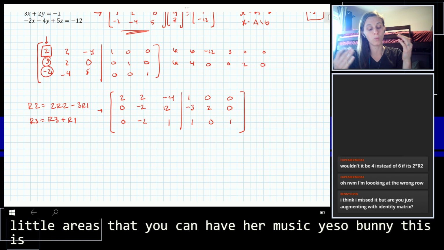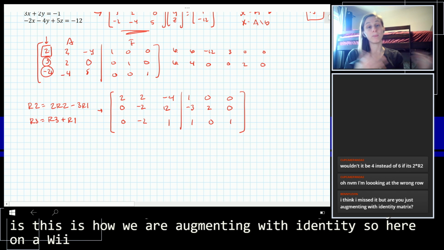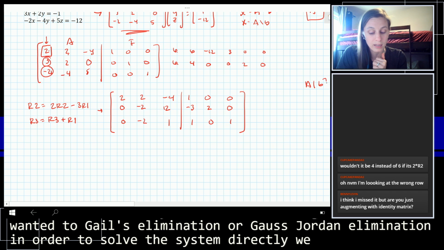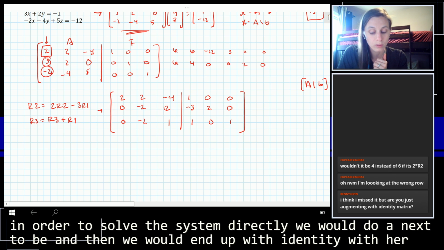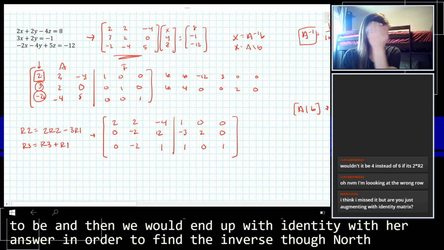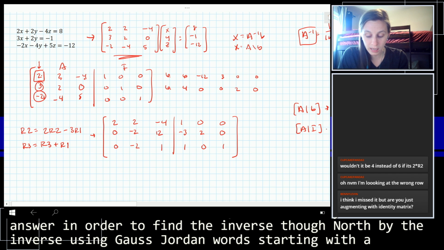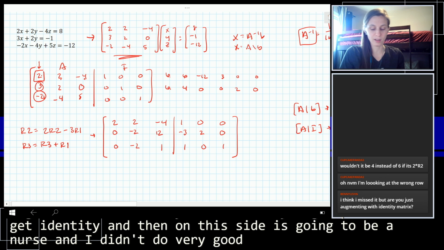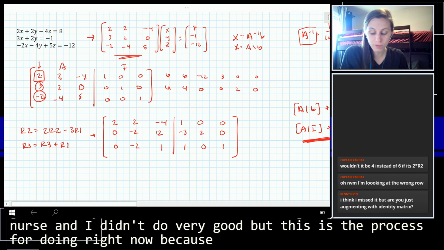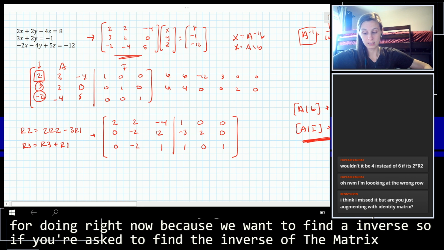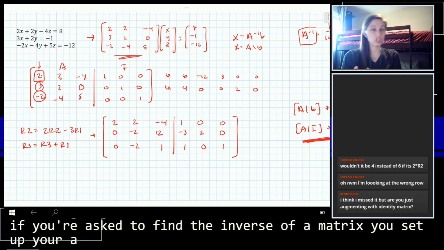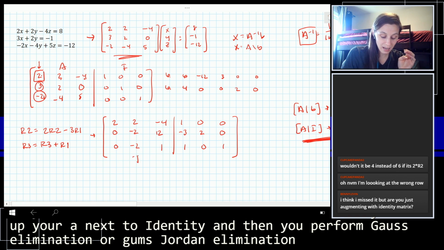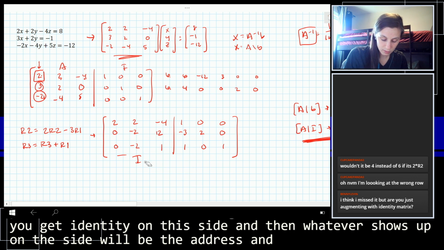Yes, Benny, we are augmenting with identity. So here on A, we have identity instead of it being B. If we wanted to do Gauss elimination or Gauss-Jordan elimination in order to solve the system directly, we would do A next to B, and then we would end up with identity with our answer. In order to find the inverse using Gauss-Jordan, we're starting with A augmented with identity, and we're going to do row operations to get identity, and then on this side is going to be A inverse. I didn't do a very good job of explaining that, but this is the process we're doing right now because we want to find A inverse. So if you're asked to find the inverse of a matrix, you set up your A next to identity, and then you perform Gauss elimination or Gauss-Jordan elimination so that you get identity on this side, and then whatever shows up on this side will be the inverse. I'll show you that as we keep going.